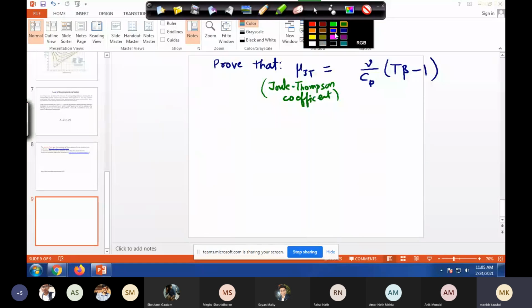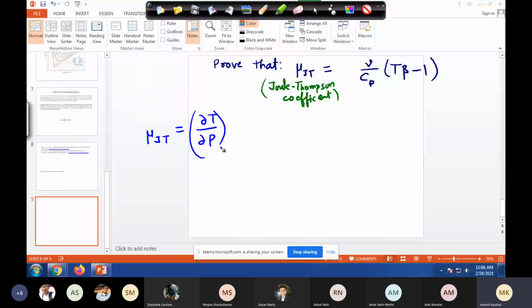So let's attempt this problem: prove that mu jet is this. Mu jet is nothing but the Joule Thomson coefficient. If you remember, we defined it fundamentally as dou T by dou P at constant H. If you remember the throttling process, if not, refer to that lecture.